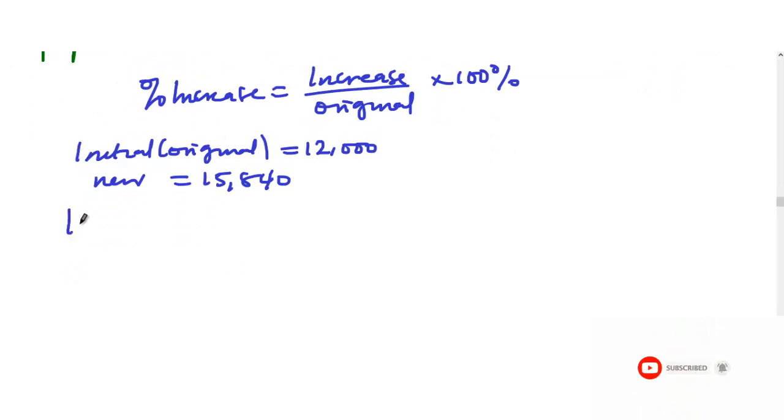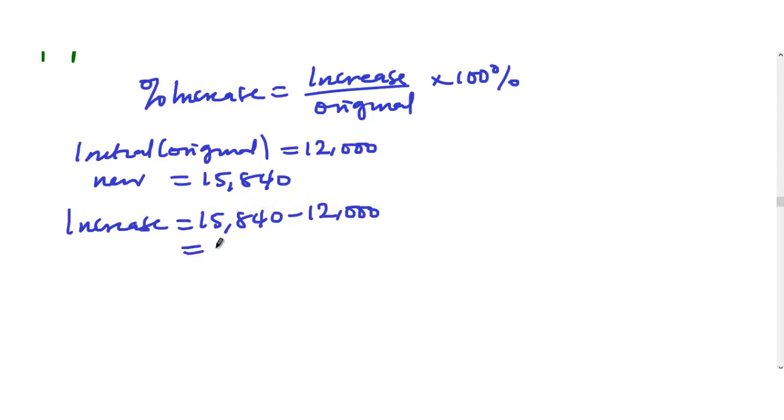So we can say that the increase in this case will now be 15,840 minus 12,000. And this will definitely give us what? 3,840. And don't forget, we know the original, which is 12,000. So plugging it into this formula, we have what?